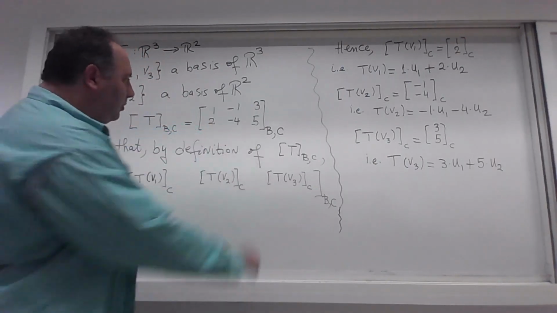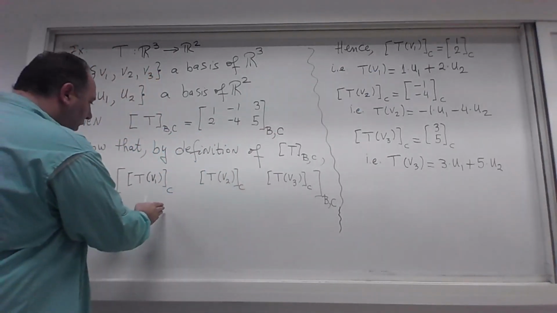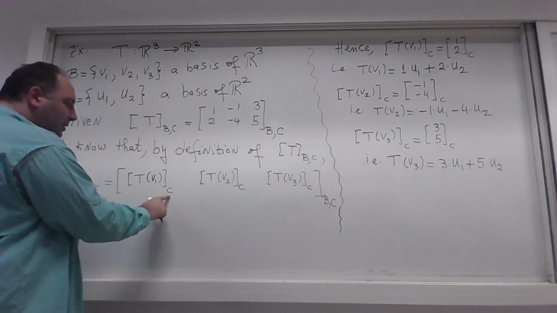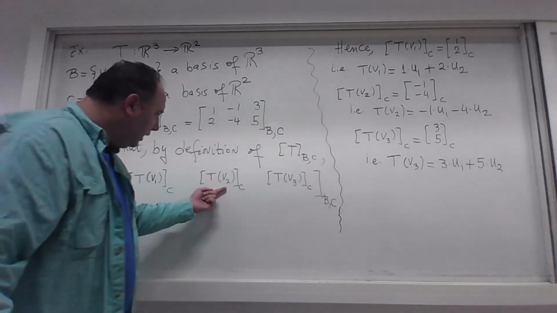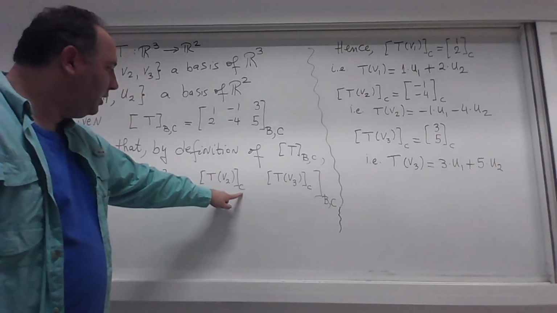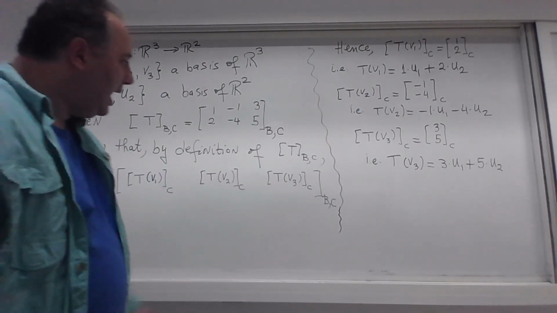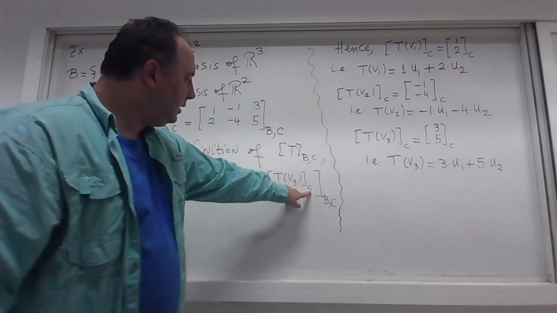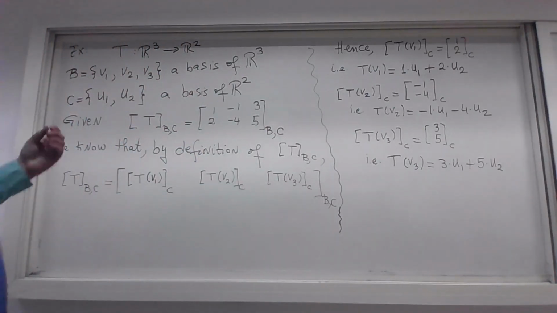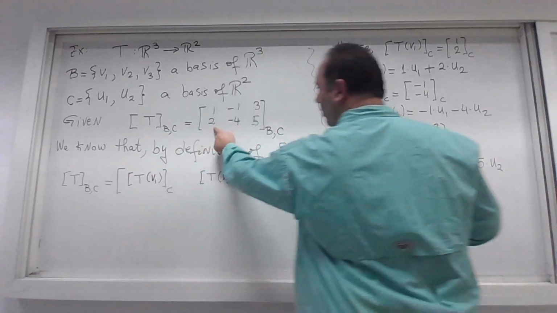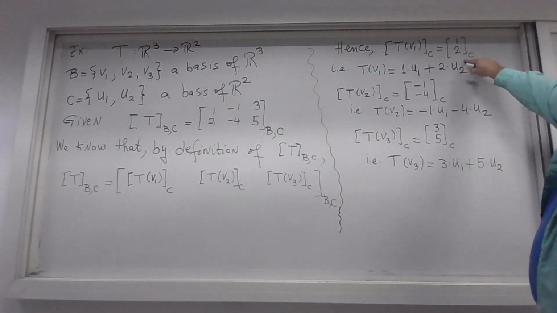So when you have a representation matrix relative to basis B, C, what this means is that the first column are the coordinates in basis C of the image of the first basis vector in basis B. Second column are the coordinates in basis C of the image of the second basis vector in basis B. And the third column are the coordinates in basis C of the image of the third basis vector in basis B. That's the meaning. Which means now that this guy is equal to this. So coordinates in basis C of T(V1) are these coordinates.